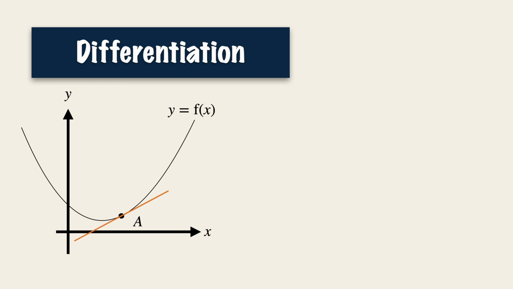We can find the gradient of a curve at a point by drawing a tangent line to that point and obtaining the gradient of that tangent, something like you see in the diagram over here. However, on the curve, there are numerous points which give us different values of gradients. So this is where differentiation comes in.